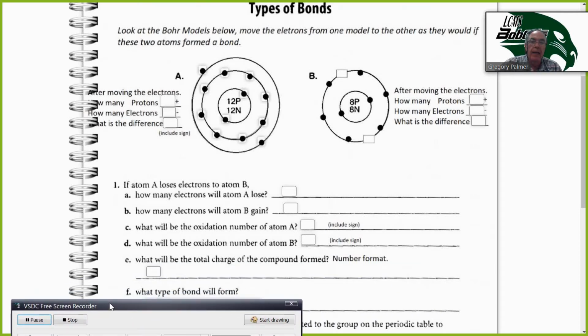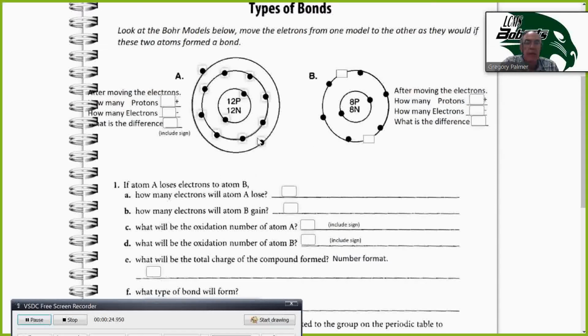Well, welcome back. Usually I don't go over the homework like this, but on this one, getting started here on the bonding, I felt like we should take a look at this. And so in this example on this homework, it says look at the Bohr models below and move the electrons from one model to the other as they would if the two atoms bonded.